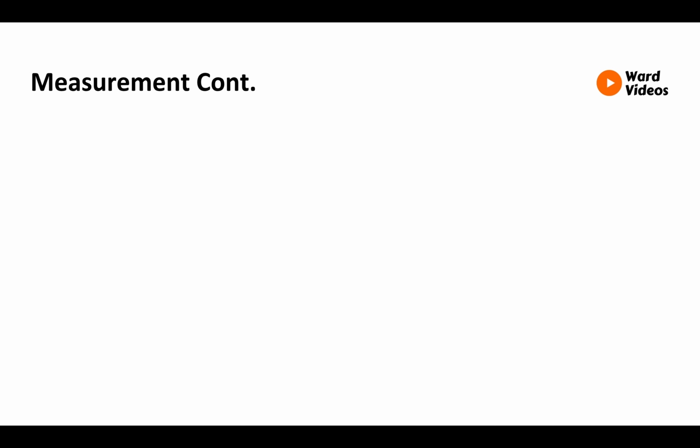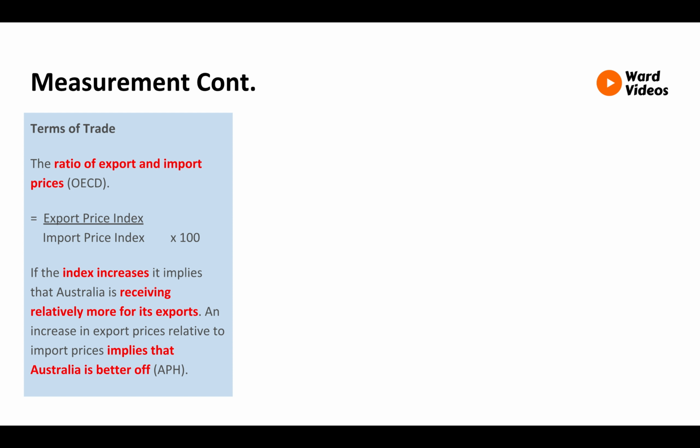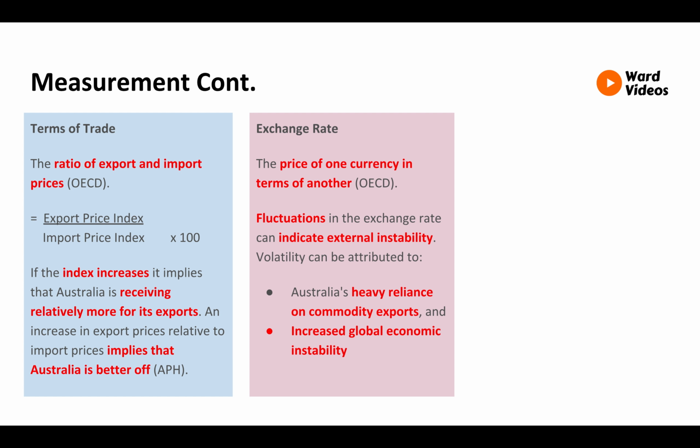Another measurement of external stability is terms of trade. The terms of trade is the ratio of export and import prices. It is calculated by dividing export price index over import prices and timesing this by 100. If the index increases, it implies that Australia is receiving relatively more for its exports. An increase in export price relative to import price implies that Australia is better off, so we want the terms of trade to increase.